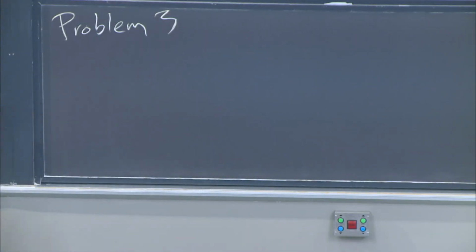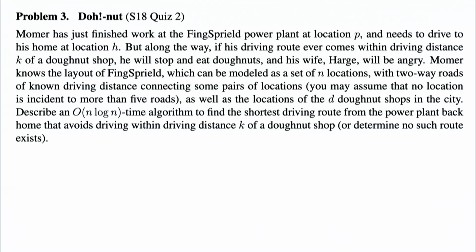This one's, OK, Donut is the problem name. Momar has just finished work at the Fingsprield power plant at a particular location, P, and needs to drive home to a known location, H. But along the way, if his driving route ever comes within driving distance K of a donut shop, he won't be able to resist himself and will have to go there and eat donuts, and his wife, Harge, will be angry. Okay? Maybe you can get the reference here.